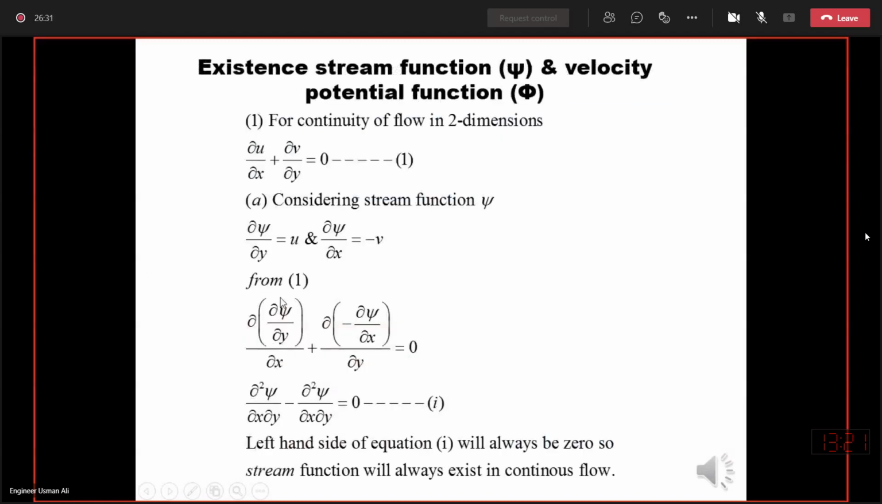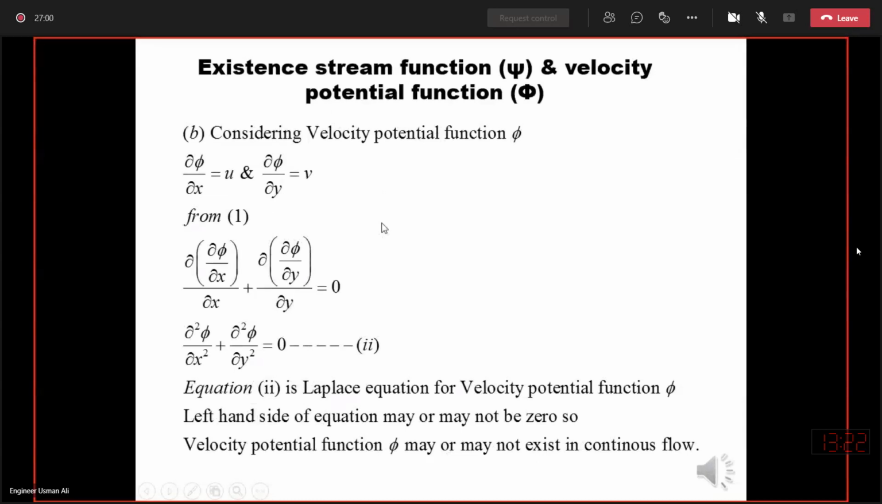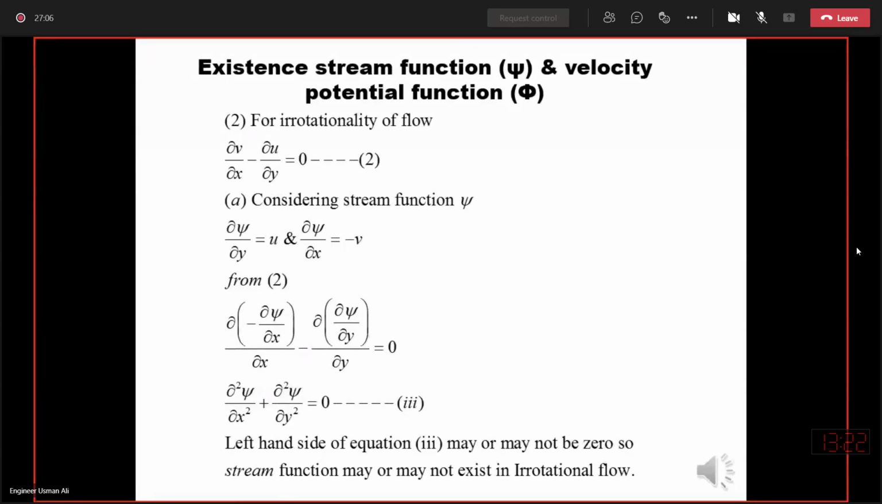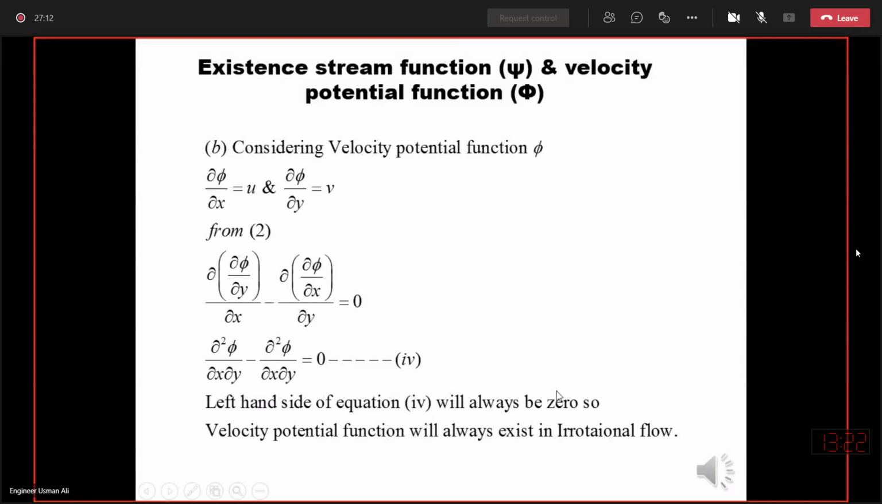We also checked and proved that in case of continuous flow, the stream function will always exist because it satisfies the continuity equation, considering its u and v by definition mathematically and putting them in the continuity equation. So we found that the stream function exists whenever there is a continuous flow. And we also checked that the velocity potential function may or may not exist in continuous flow. On the other hand, for irrotationality of the flow, the stream function may or may not exist, but the velocity potential function will always exist in the irrotational flow. So this is what we concluded from this.